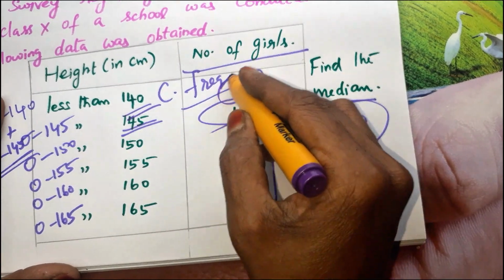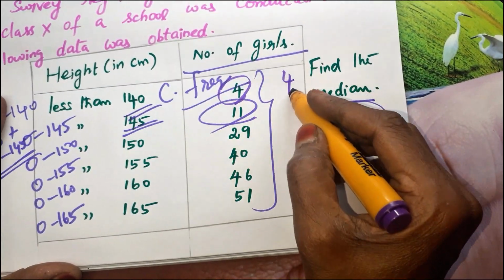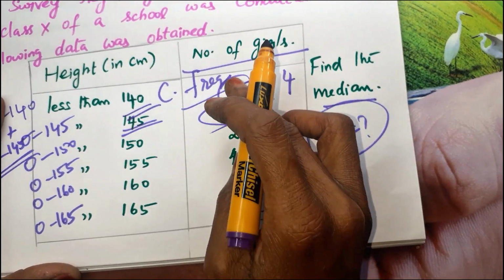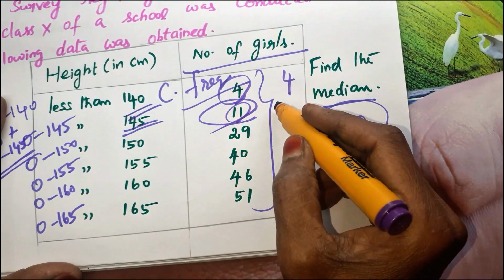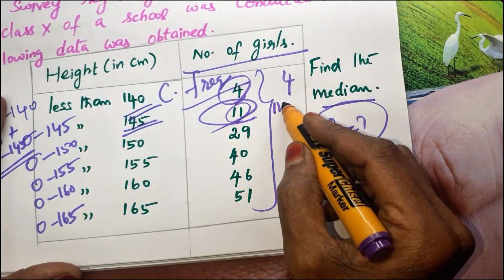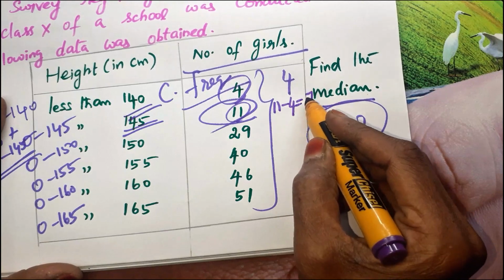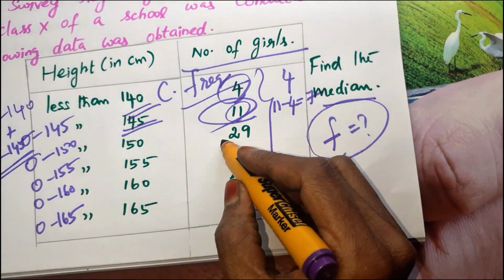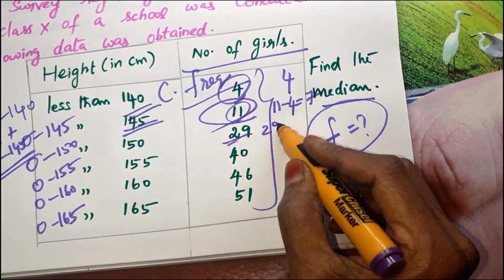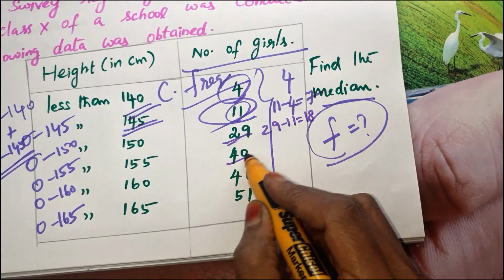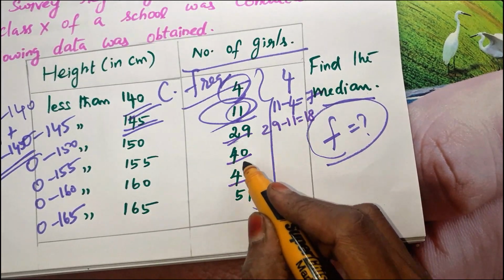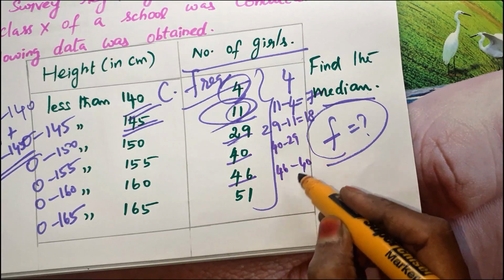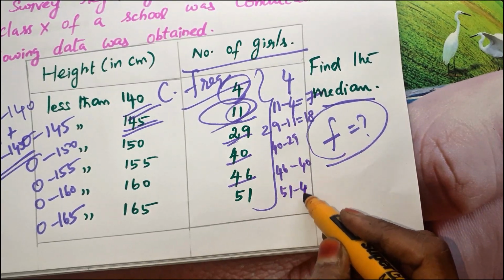For example, the first frequency as it is we can take. For finding the second frequency, the first and second are combined. So the frequency for the second one is 11 minus 4, which is 7. Is it clear how we are calculating this? The second one is 29 minus 11, which is 18. Then 40 minus 29. Then 46 minus 40. Then 51 minus 46.